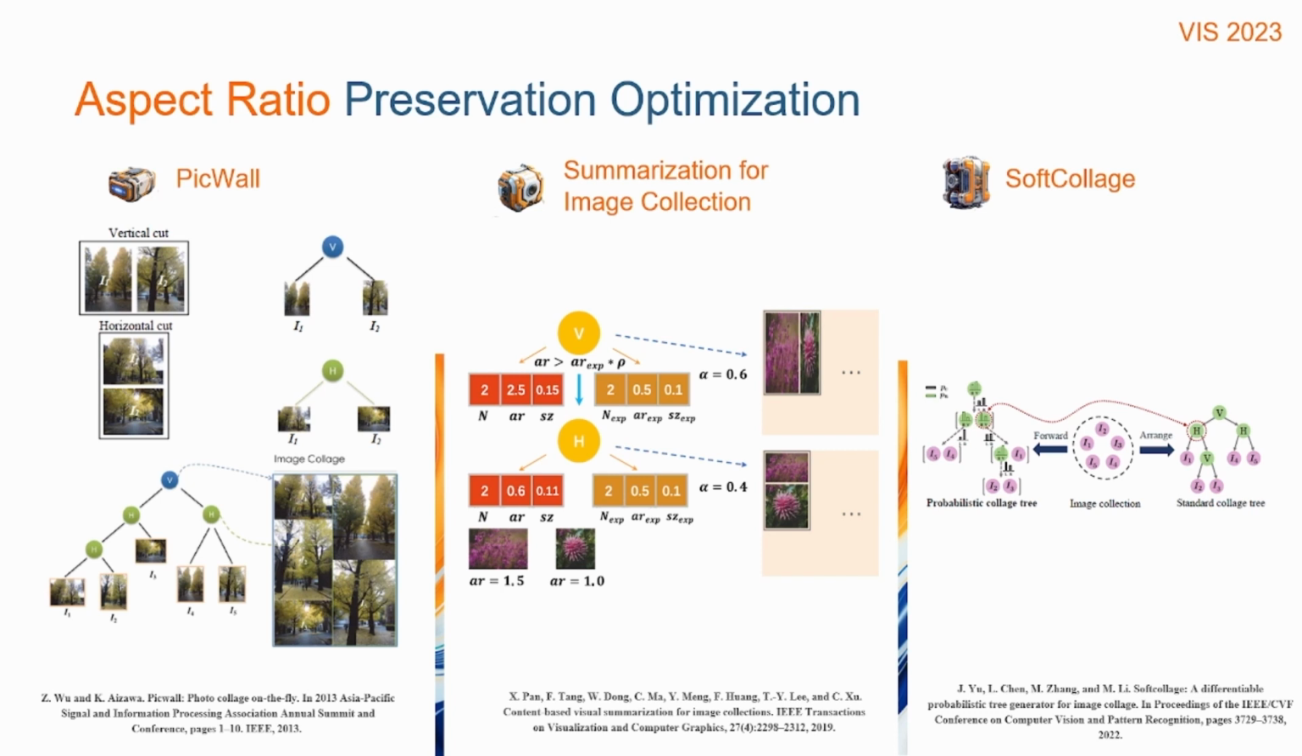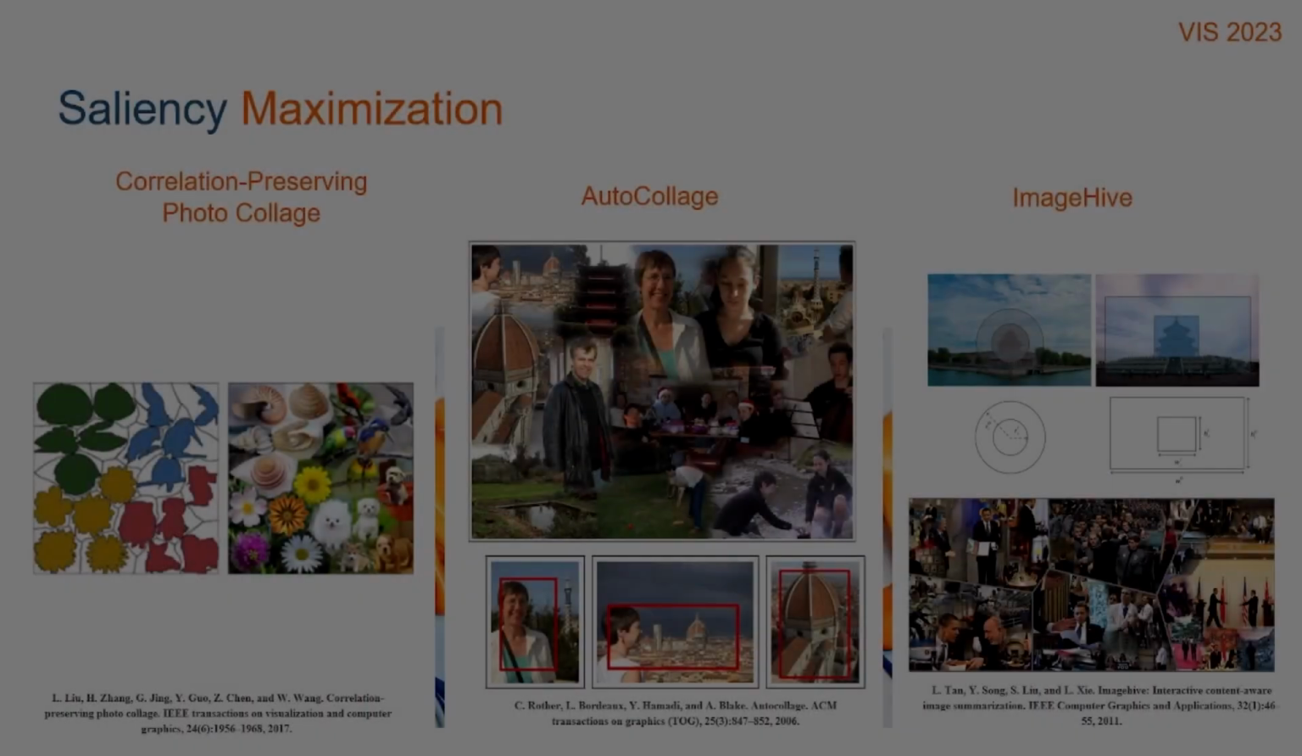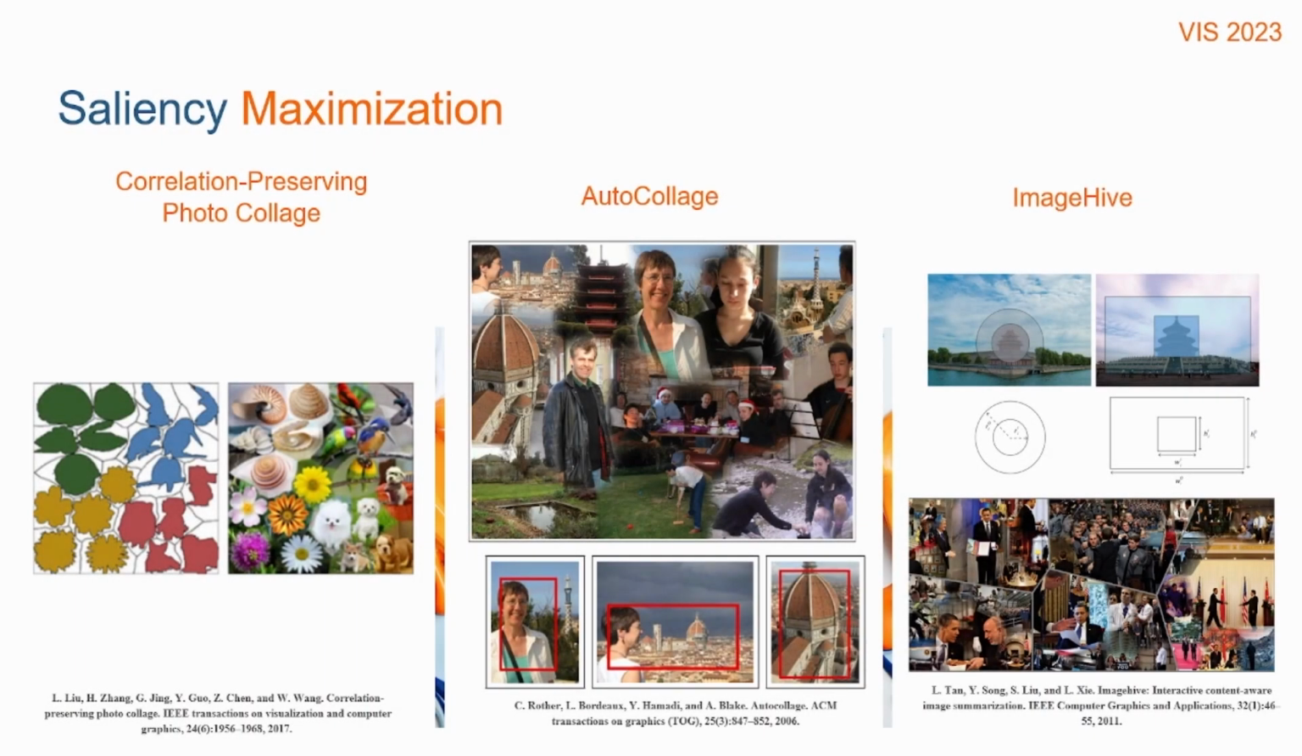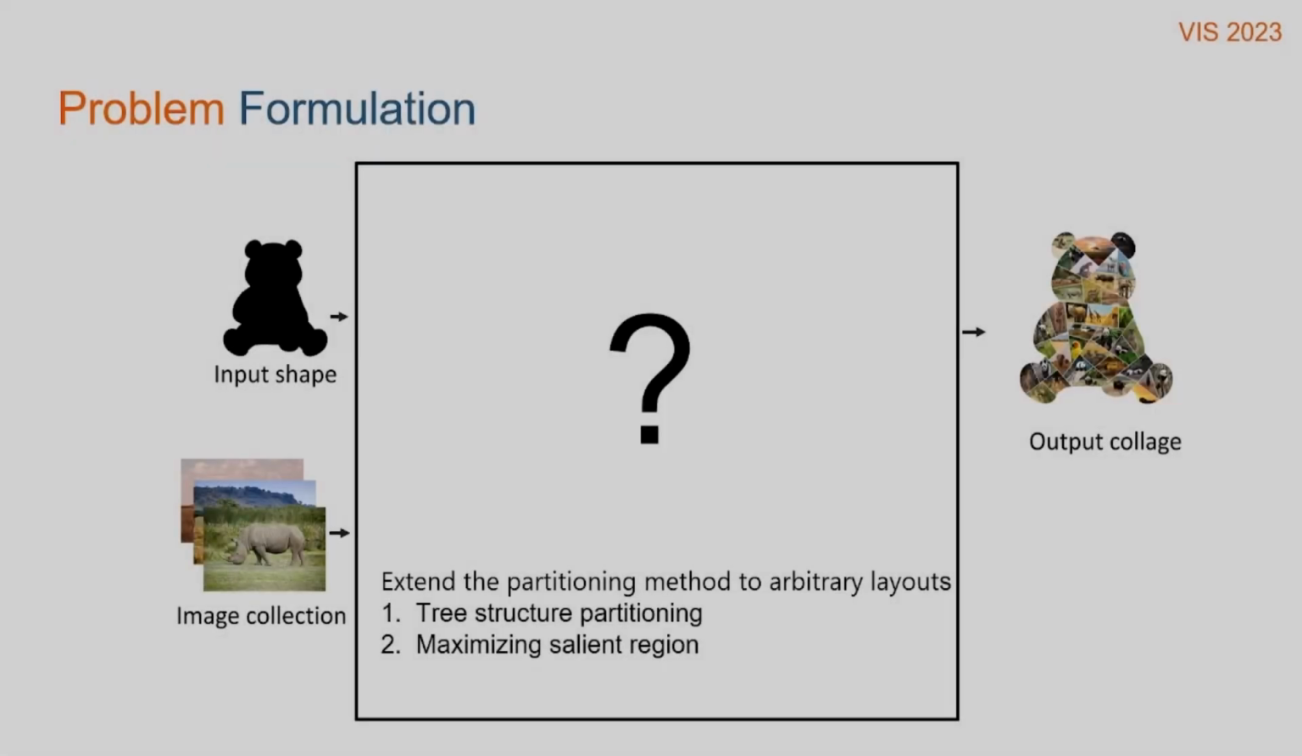Among them, soft collage is the current state-of-the-art method, based on optimizing the tree via backpropagation. Another line of research tries to maximize the salient part of the image. We use these two research directions as guiding principles to design our method. Our system takes a shape and an image collection as input and outputs an image collage arranged in that shape. Our goal is to extend the existing tree slicing structure and the salient maximization concept to irregular layouts.